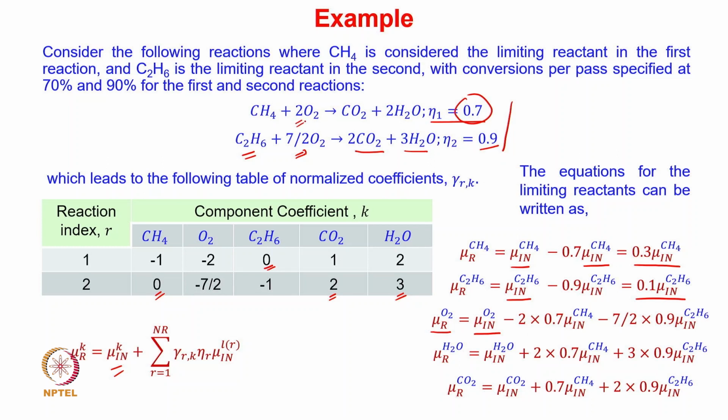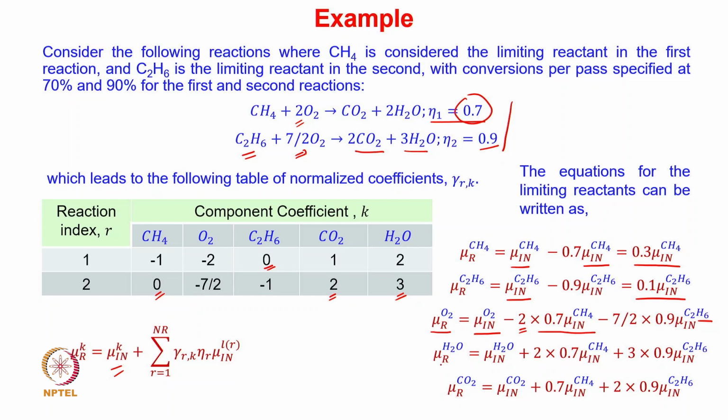minus 2, which is the stoichiometric coefficient; -2 is coming because oxygen is getting consumed, multiplied by the first reaction, which has a conversion of 0.7, so 0.7 μ_in, and in this case μ_in has to be represented in terms of the limiting component. So in the first reaction the limiting component is CH4, so that is why it is -2 into 0.7 μ_in,CH4. Similarly, in the second reaction it will be -7/2 into 0.9, which is the conversion, into μ_in,C2H6, because in the second reaction the limiting component is C2H6.